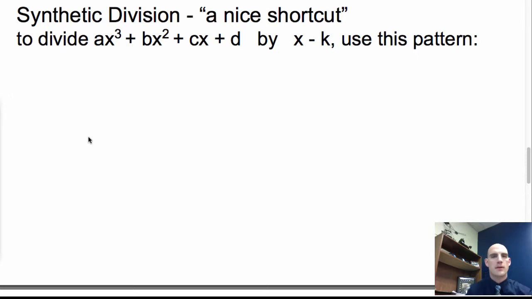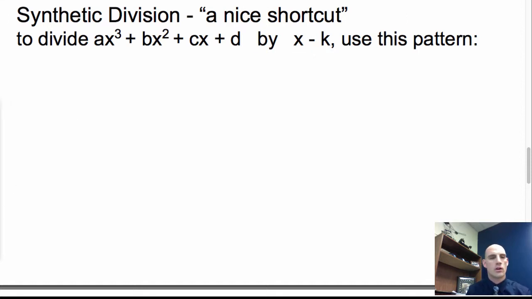Welcome back. Today we're going to talk about synthetic division, and synthetic division is really truly a nice shortcut to divide polynomials. And so there is a little bit of a trick to it. You're going to be dividing a polynomial, in this case something with a power of 3 all the way down to the constant, by x minus k.